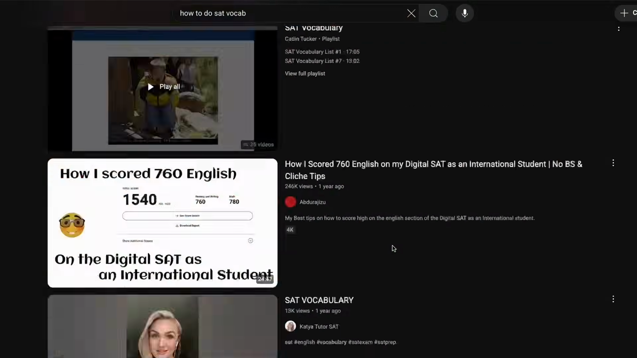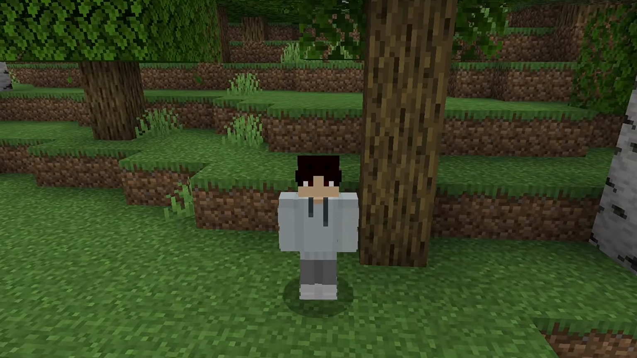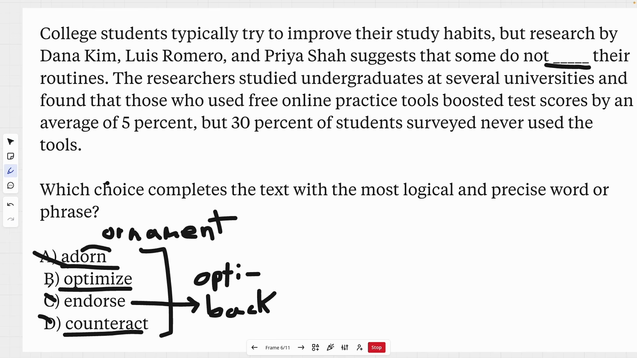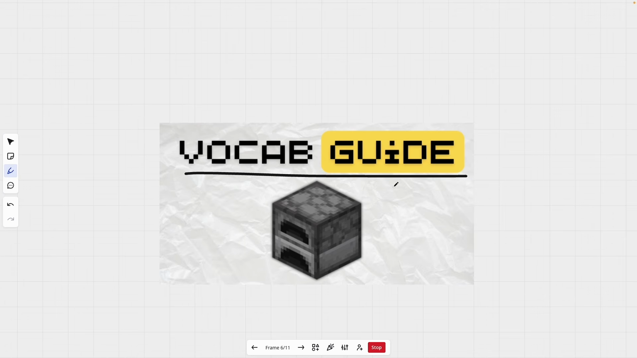There are other ways to study vocab, but at the end of the day, most of them aren't really that effective. So I would say the best thing you can do is just become more familiarized with these problems and learn the roots, prefixes, and suffixes.